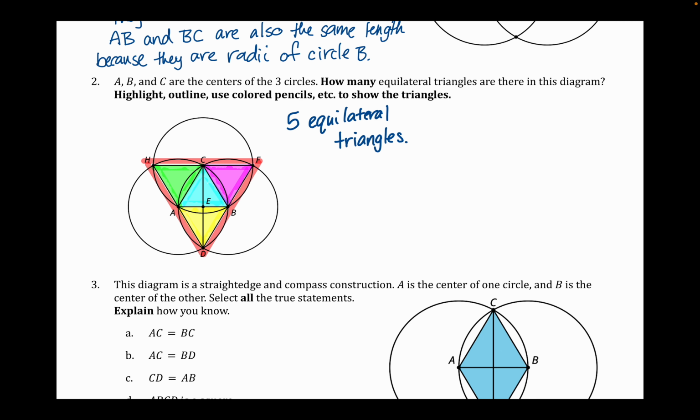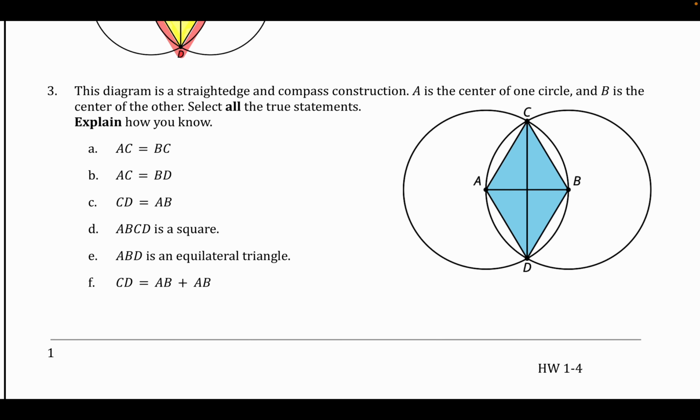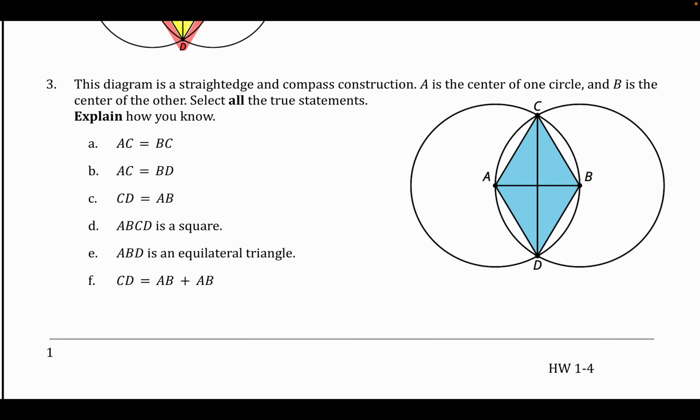All right, let's look at question 3. This diagram is a straight edge and compass construction. A is the center of one circle, and B is the center of the other. So now we are going to select all of the true statements, and then we're going to explain how we know which statements we're selecting as true.